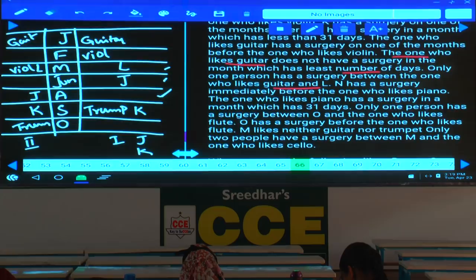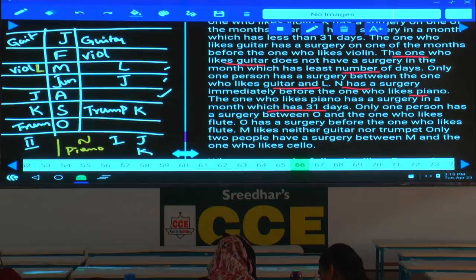Then next one, N has a surgery immediately before the one who likes piano. And the one who likes piano has a surgery in a month which has 31 days. Now, N is immediately before the one who likes piano can be written like this: piano and N. Immediately before is given, hence these two must be together. Now, tell me whether piano can be in the month of October.